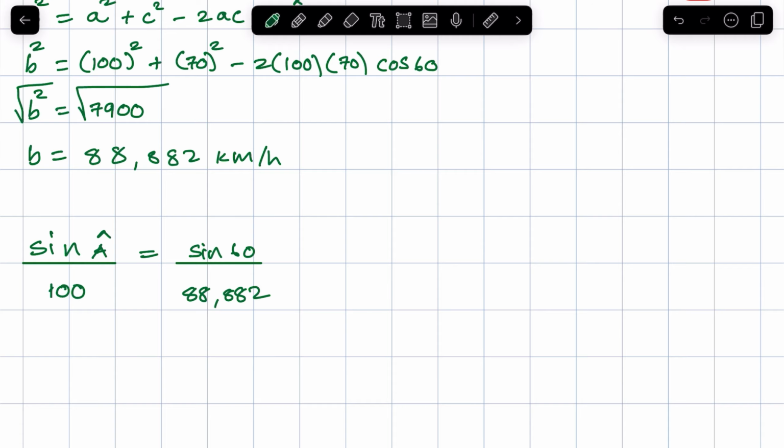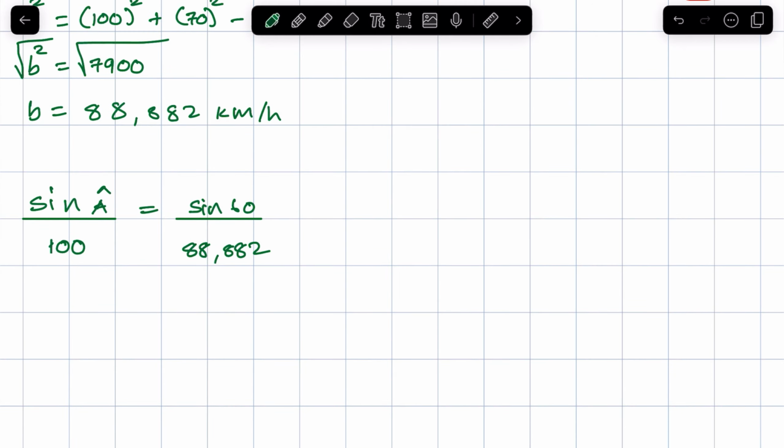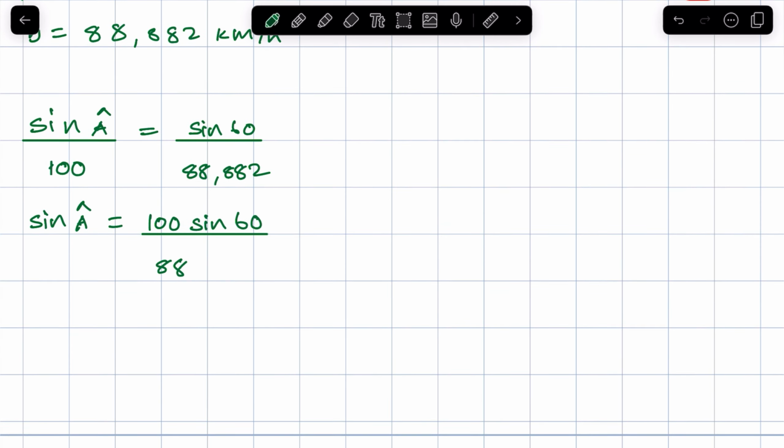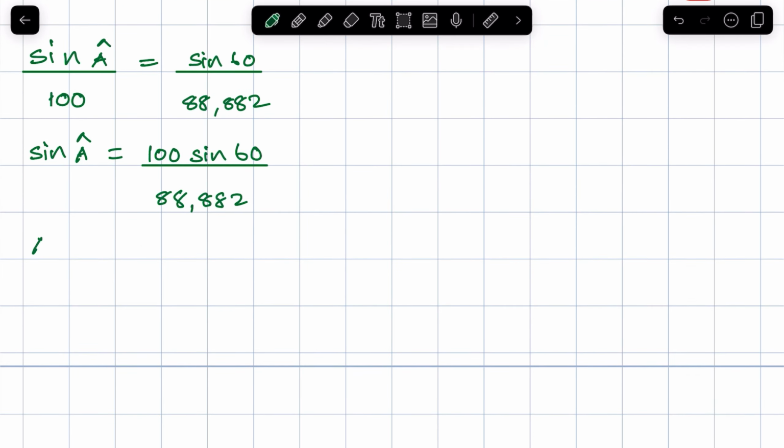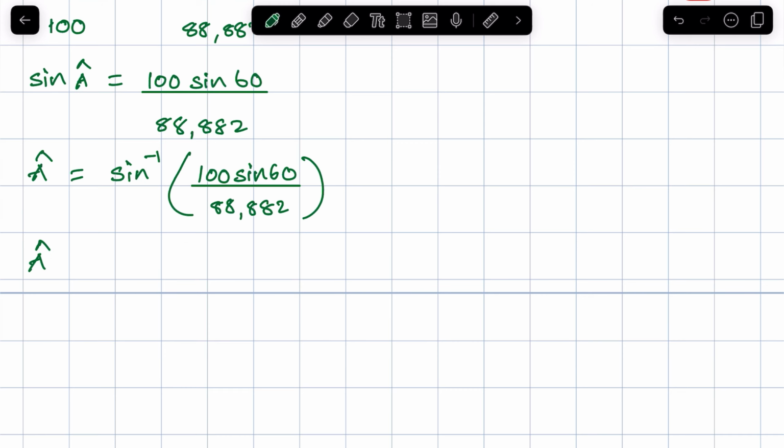Then solving for sine A, we multiply by 100 on either side, so we end up with sine A is equal to 100 sine 60 over 88.882. And because we want the angle, A will be equal to arc sine of 100 sine 60 over 88.882.